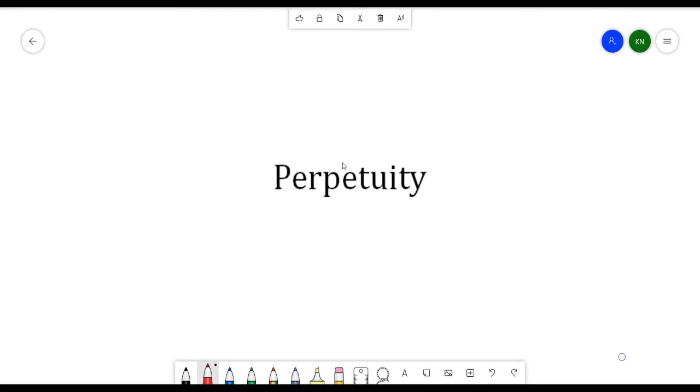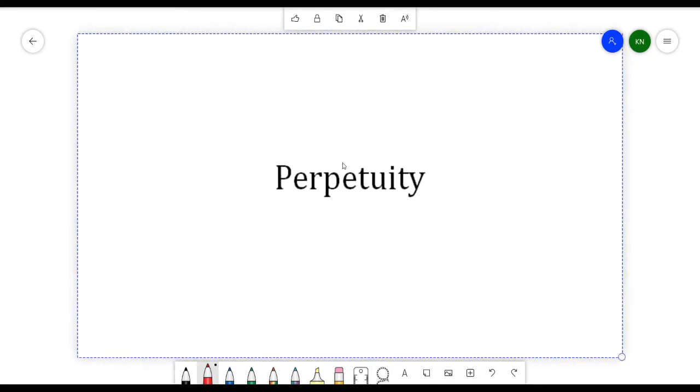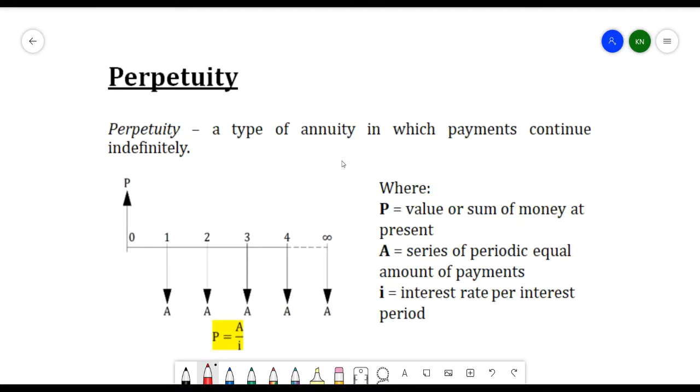So again, the meaning of perpetuity was already discussed in my previous videos. But again, perpetuity is a type of annuity in which payments continue indefinitely. So we have the formula here, which is P is equivalent to A over I, where P is the value or sum of money at present, A is the series of periodic equal amount of payments, and I is the interest rate per interest period.